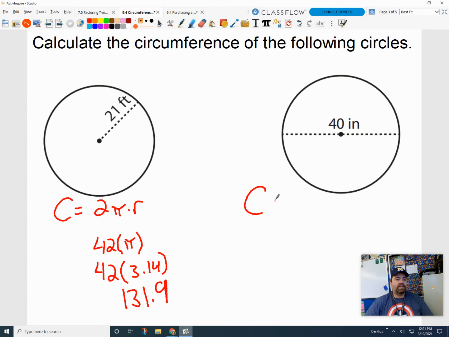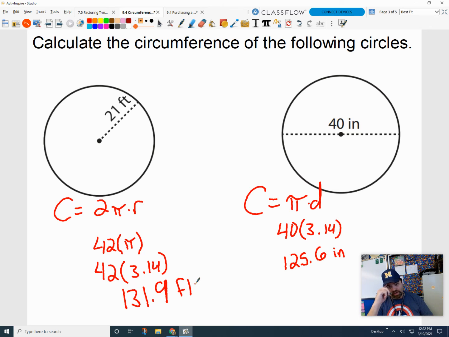So this guy, you're given the diameter. So all I need to do is take pi times the diameter to get the circumference. So this guy is just 40 times 3.14. So this one is 125.6 inches.